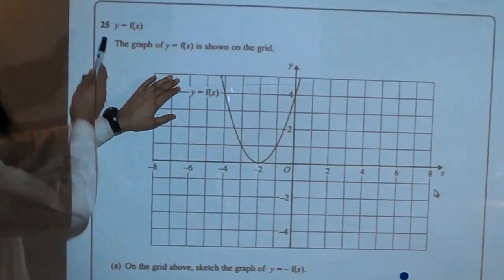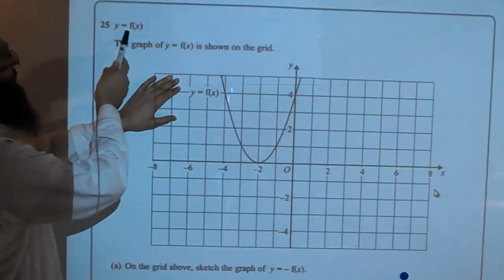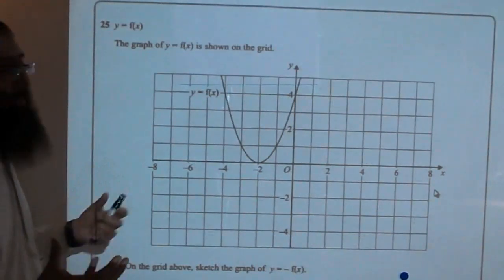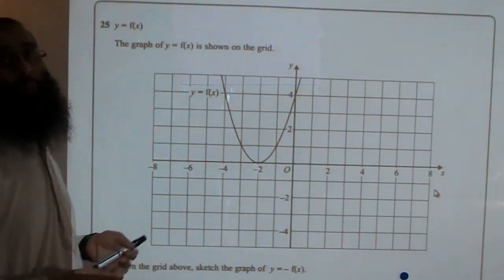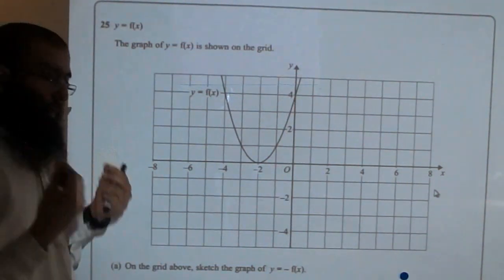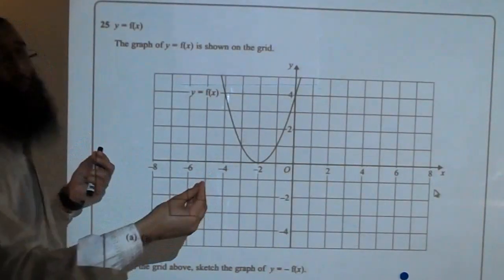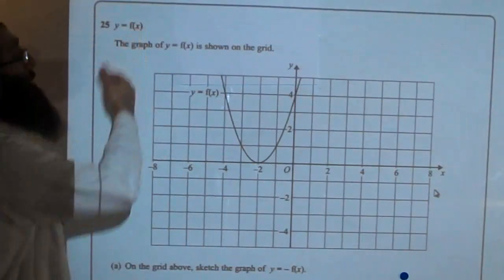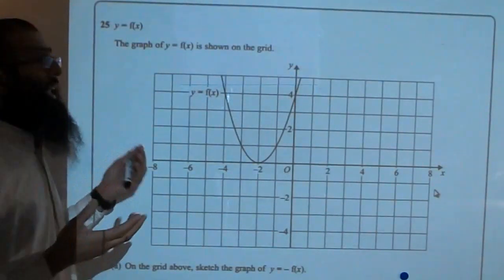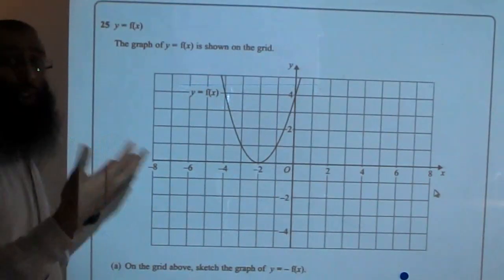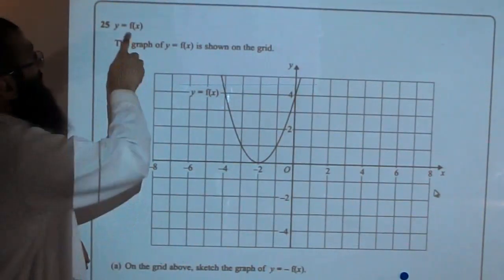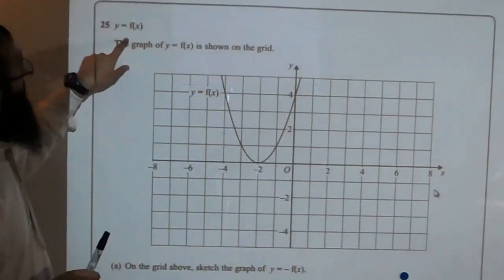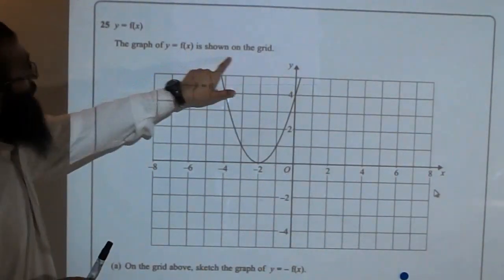Here we have question 25, y is equal to f of x. F of x is a generic way of the examiner saying this is a function of x, without having to write out the full function. For example, this here is a quadratic function, without them having to write out y equals x squared plus 3x minus 7, whatever it might be. So get used to that in the examination style of the question. So the graph of y equals f of x is shown on the grid below.